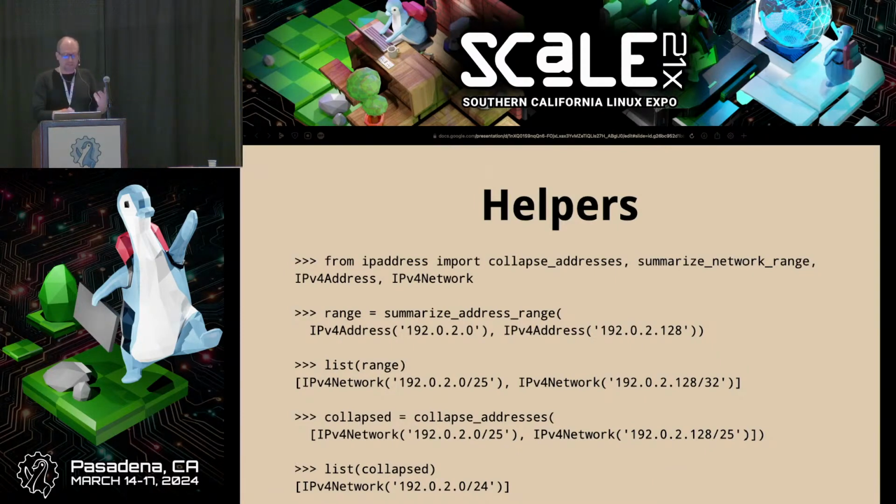Again, the inverse of that, collapsing addresses, is I want to take those 2 addresses and find the smallest containing prefix that would have them as members, and so in that case, the 2 /25s would result in that /24 there at the end.